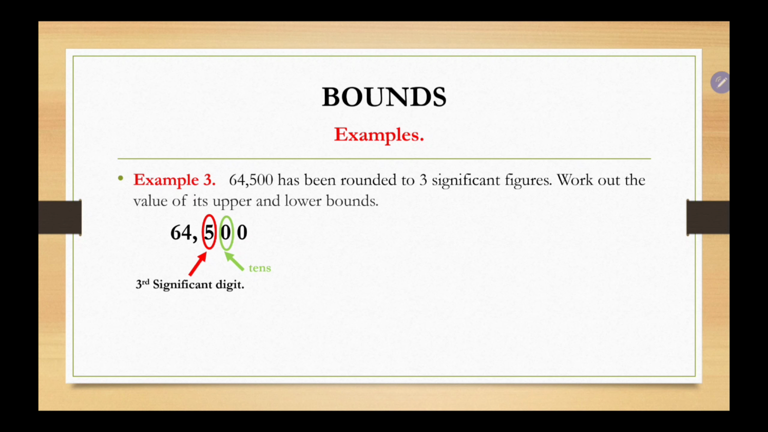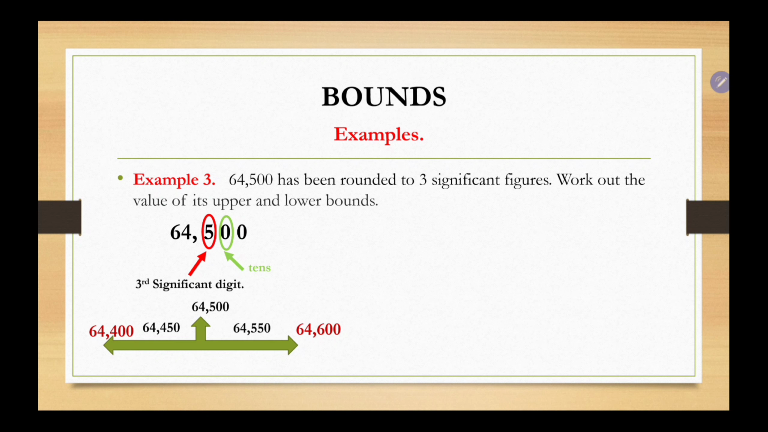Half of 100 is 50, so I'm going to show you how we'll use that a bit later. Okay, now 64,500 lies between 64,400 and 64,600. And again, we get our upper and lower bounds by working out the numbers.